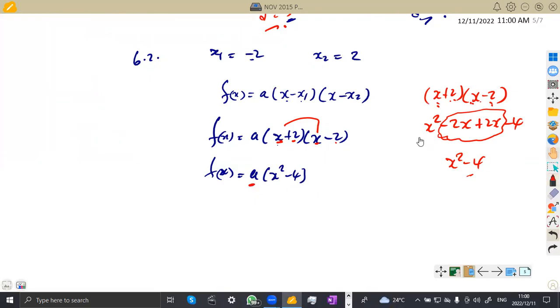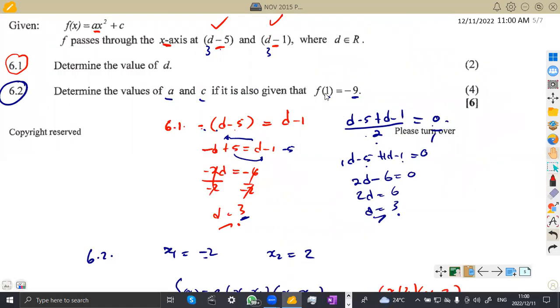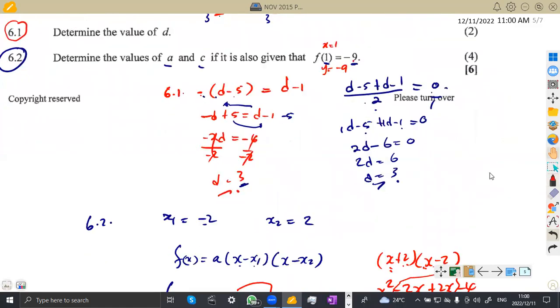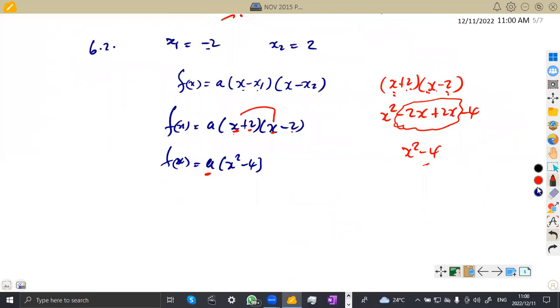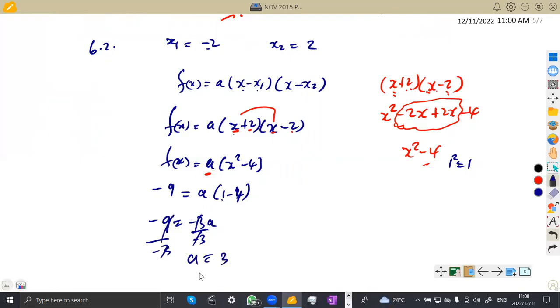There is a statement that we are given here that f of 1 gives us minus 9. That is when x is equal to 1, y is equal to minus 9. So we can substitute that y being minus 9 and x being 1, we are going to have a into 1 squared. So 1 squared is the same as 1. So it's 1 minus 4. So minus 9 is equal to a times 1 minus 4. That's minus 3a. Divide by minus 3 both sides. So a is going to be equal to 3. So that was the value of a, which is 3.